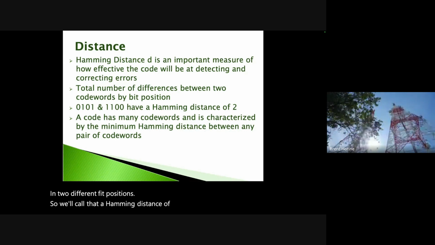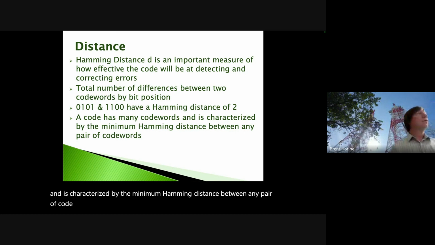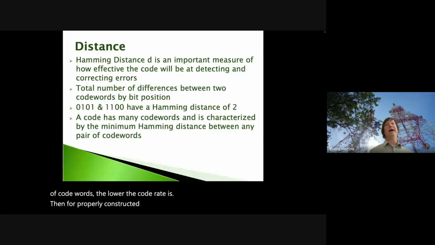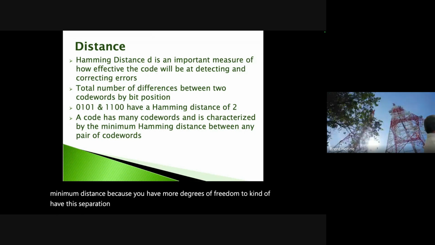A code has many code words and is characterized by the minimum Hamming distance between any pair of code words. The lower the code rate is, then for a properly constructed code, you're going to have a bigger minimum distance, because you have more degrees of freedom to have this separation of valid code words from each other.